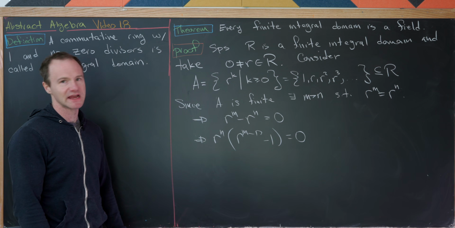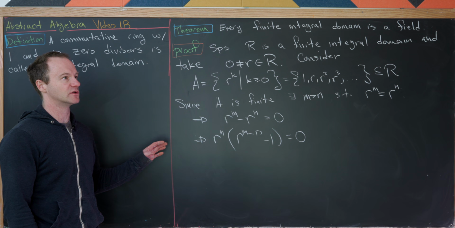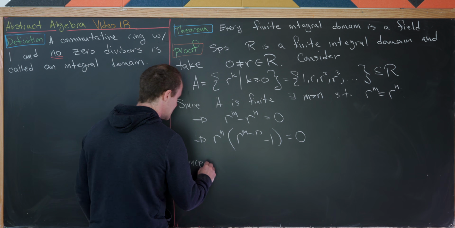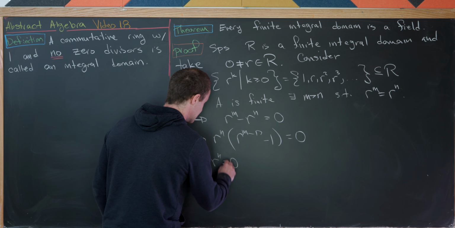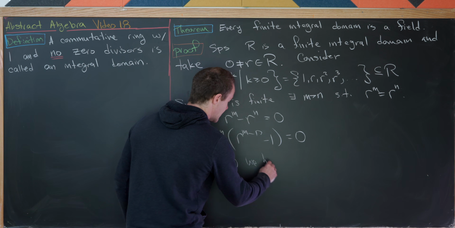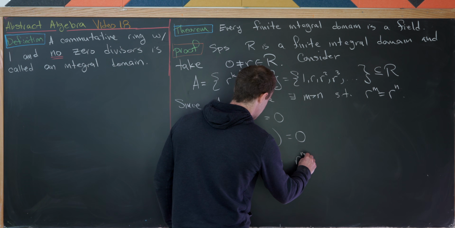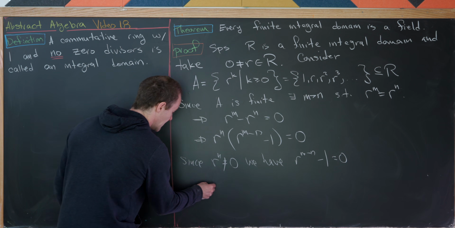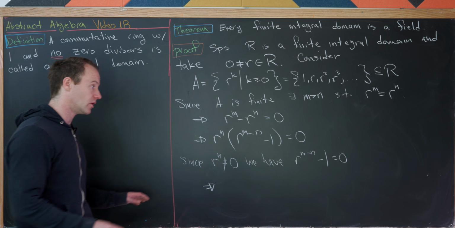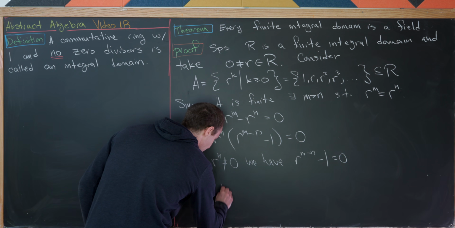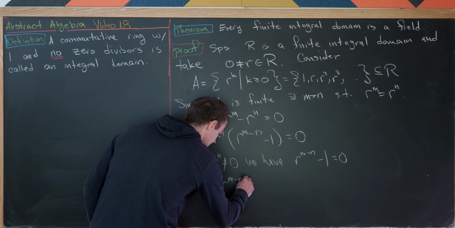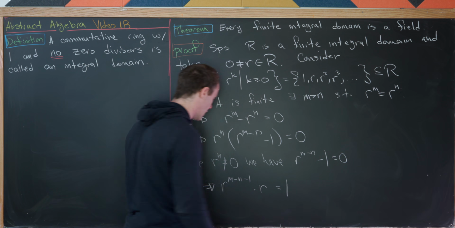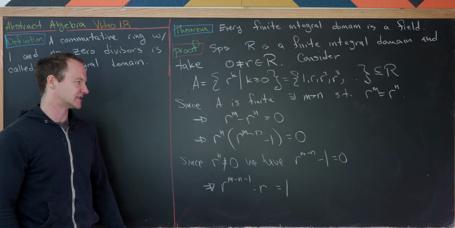But now we'll play the same game that we did before when we were looking at this left cancellation, and notice that since r^n is non-zero, we have r^(m-n) minus 1 is equal to 0. In other words, we have the following equation: r^(m-n-1) times r is equal to 1. So I did a little bit of a step there.